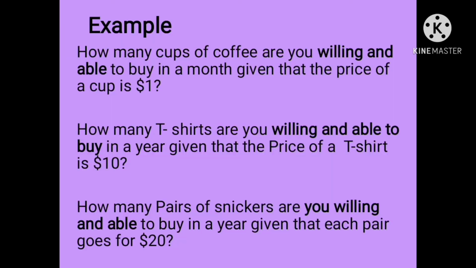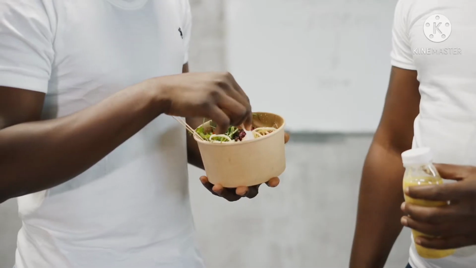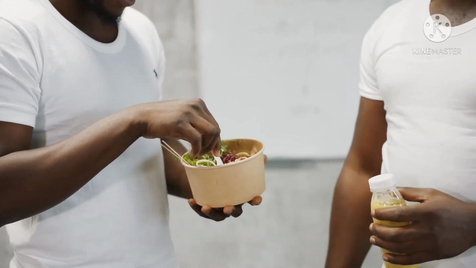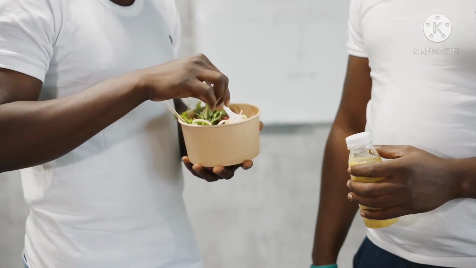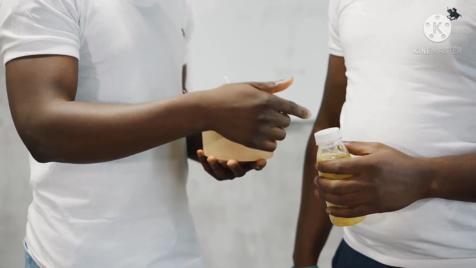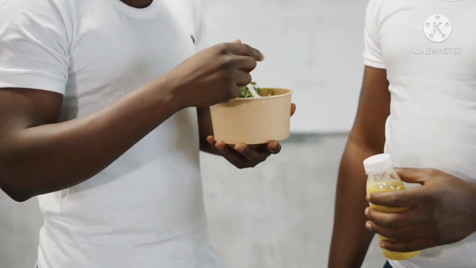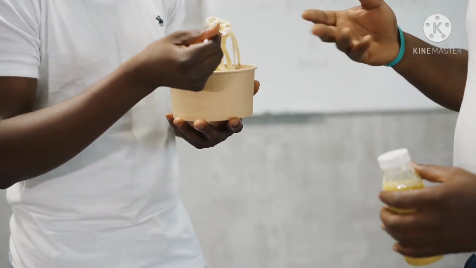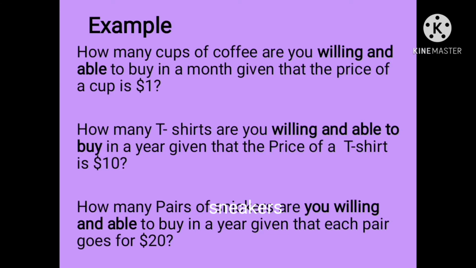The other, we have how many t-shirts are you willing and able to buy in a year, given that the price of a t-shirt is $10. Are you willing and able to buy 2? Are you willing and able to buy 10? Are you willing and able to buy 20? The answer you get is entirely dependent on the factors that are very well known to you. And these range from income, tastes and preferences for t-shirts, the season of the year, etc. We'll be looking at those factors ahead of time.